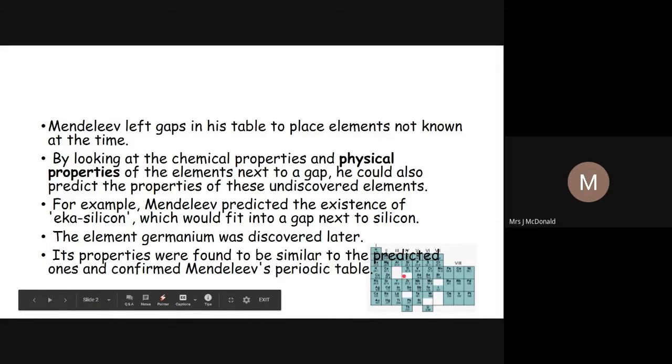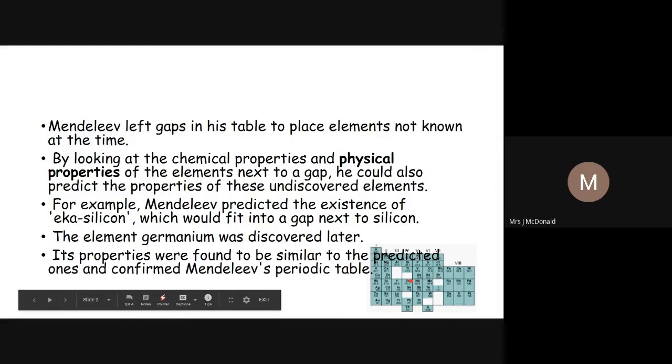the time. So here's an example of some of the gaps left by Mendeleev because they weren't discovered at all at the time. But what he did do is he looked at the chemical properties and the physical properties of the elements next to the ones where the gaps were, and he used that information to predict properties of the undiscovered elements.